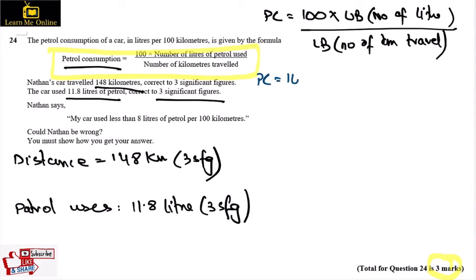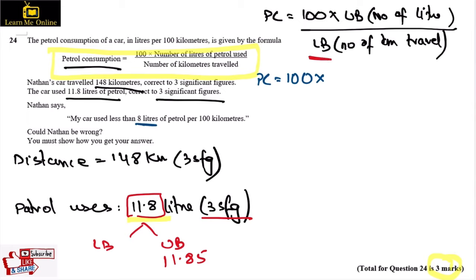So petrol consumption is 100 times the upper bound of the petrol used. The petrol used is 11.8, so we find its lower bound and upper bound, but we only need the upper bound, which is 11.85 because we are using three significant figures. Now for the distance we need the lower bound, so I'm going to find the lower bound and upper bound here, but the focus is only the lower bound, which is 147.5 to three significant figures.